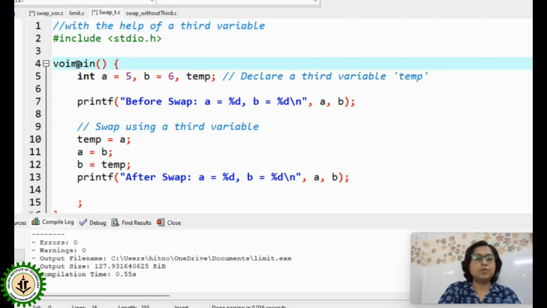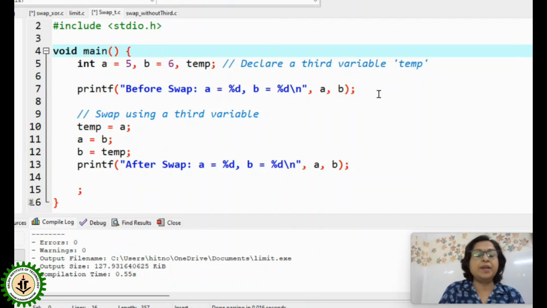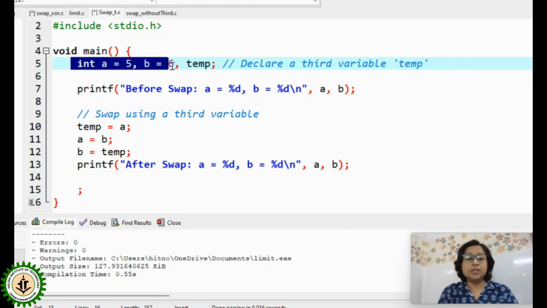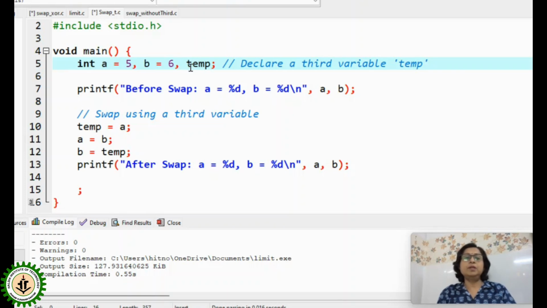As we are aware of the structure of the C language, there is a main function. The return type is void, as we know. The main focus is the swapping of two numbers, two integers basically. So let us take two integers, a equals 5 and b equals 6, and another temporary variable, which we are giving the relevant name temp. This is the initial step.